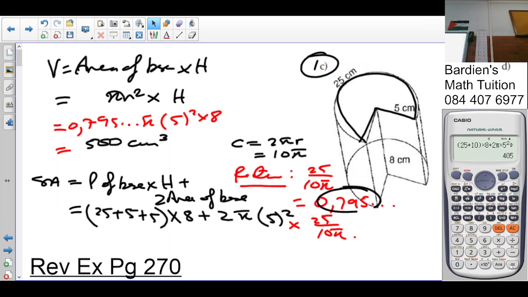It's 405. 405 centimeters squared. What's the answer? 404.96, the same as 405. Okay?